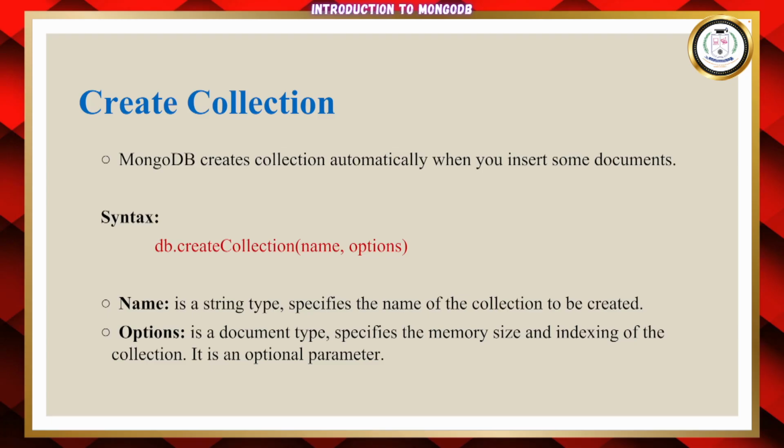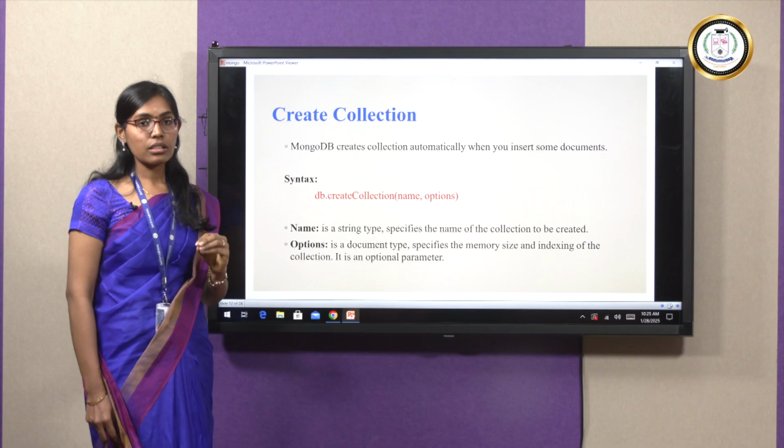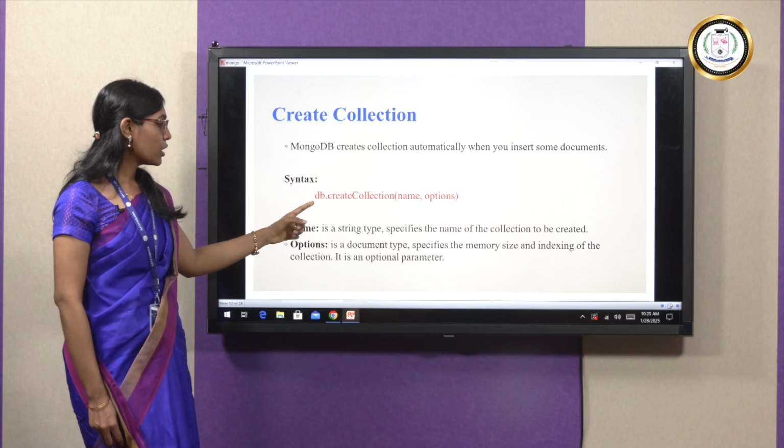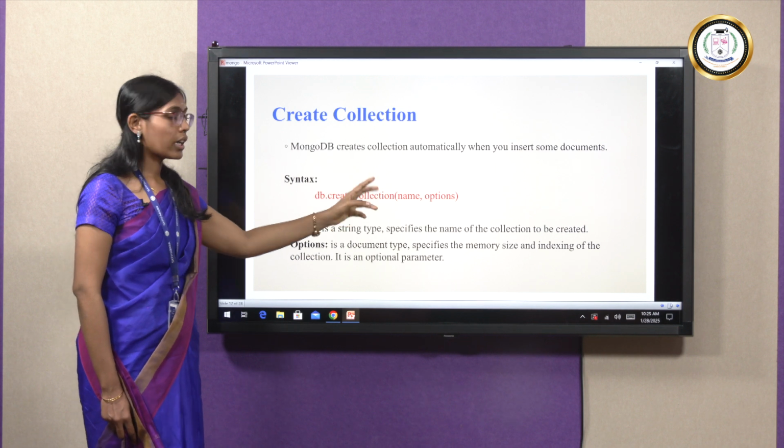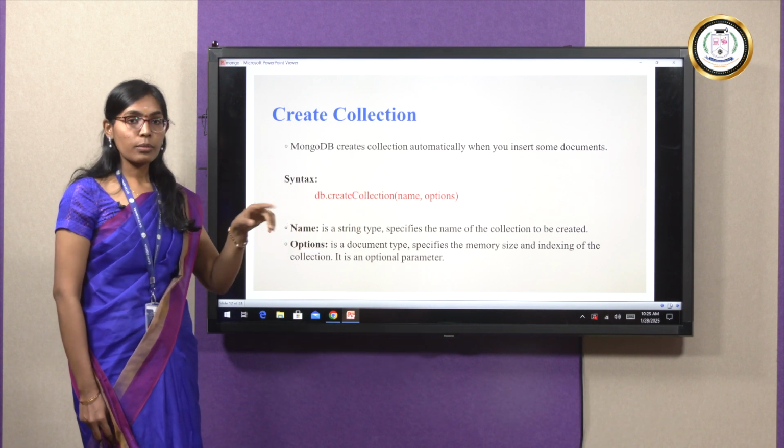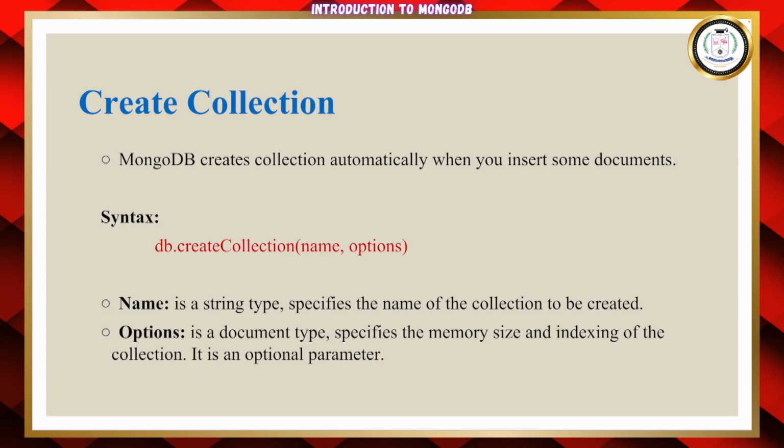Now one single database can consist of multiple collections. So how to create a collection? For creating a collection, again there is one single command called db.createCollection, and inside the brackets you have two parameters: one is name, and the other one is options.